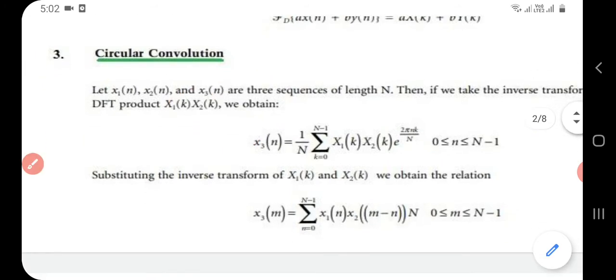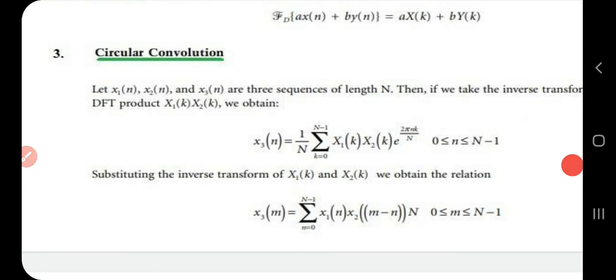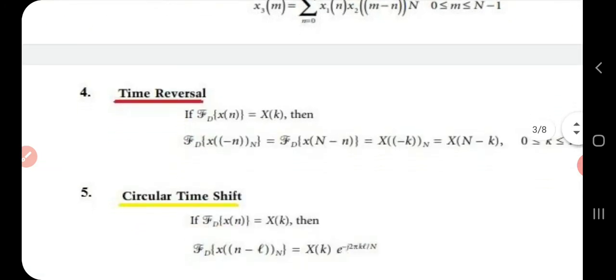Then substituting the inverse transform of X1(k) and X2(k), we obtain another relation, that is x3 of m, since we are applying inverse transform, it will be summation over n equal to 0 to capital N minus 1 x1(n) x2 of (m minus n) modulo N, where m ranges from 0 to N minus 1. So here capital N stands for length of the sequence. X1(k) is the DFT of the sequence x1(n) and X2(k) is the DFT of the sequence x2(n). So just explain the terms, no need of writing the proof, just explain what each term stands for and the statement. That's enough. Next is time reversal.